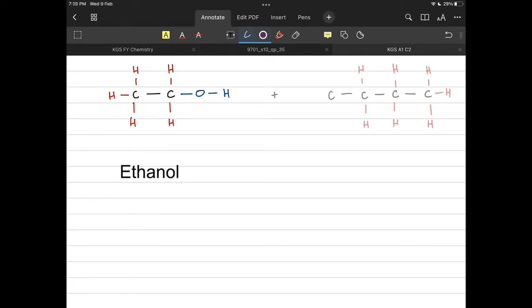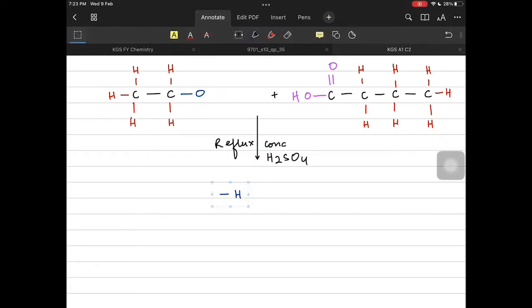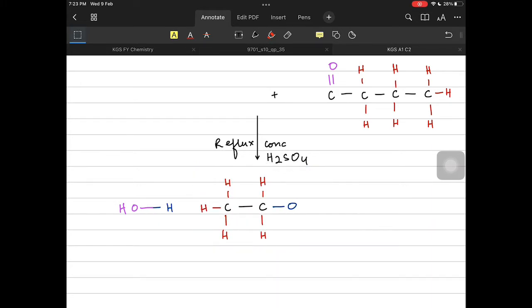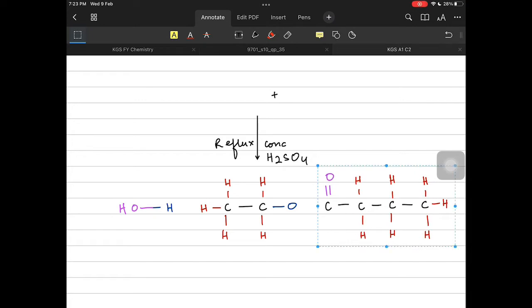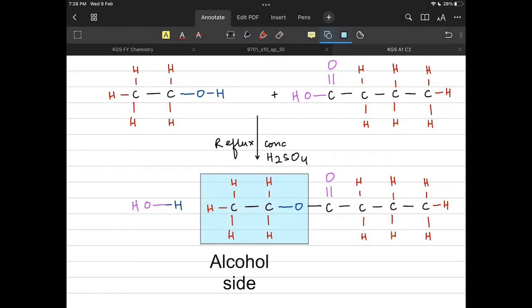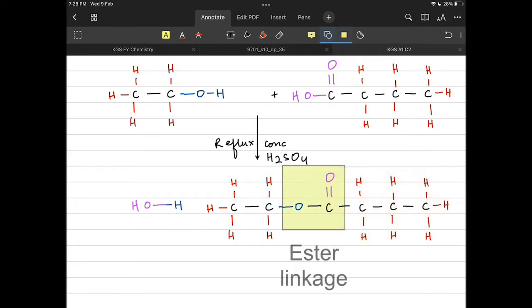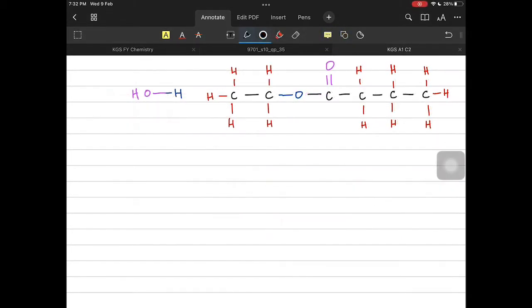Now imagine a 2-carbon alcohol, which is ethanol, and a 4-carbon carboxylic acid, which is butanoic acid. If they are combined together, the H side from the alcohol and the OH side from the acid combine together to give water molecule. The 2-carbon alcoholic side and the 4-carbon carboxylic side are combined together and they make a new bond between the carbon and oxygen. On the left side we can see a 2-carbon alcoholic side, and on the right side we can see a 4-carbon carboxylic acid side. In the middle we have an ester linkage, which is COO. Let's try to learn how the formula of ester works with equations.